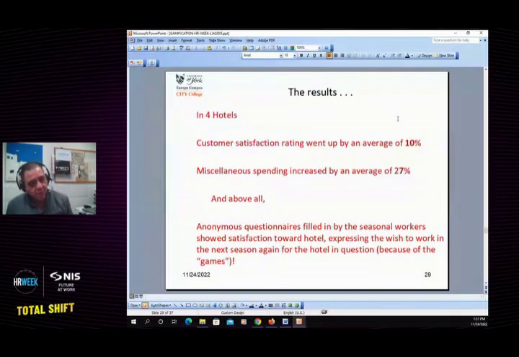I don't know if you guys know what miscellaneous spending in a hotel is. When we have a guest, the guest pays for the stay, 300-400 nights. And this money we already made. Now, miscellaneous spending is how to make the guest give more money to our hotel during his or her stay.